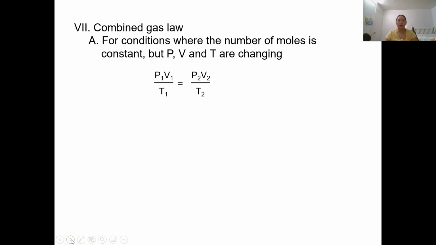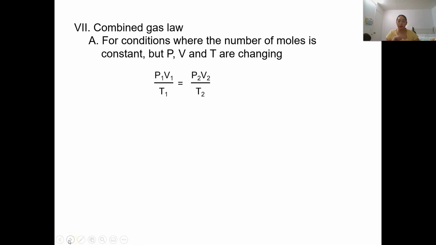All right, let's talk about the combined gas law. Now, this law is for conditions where the number of moles is constant, but the pressure, volume, and temperature are changing. So remember, the rule of thumb from before is that whatever variable is constant doesn't pop up in the equation. And in this case, the moles is constant, so it doesn't pop up in our equation. But pressure, volume, and temperature do change. So that's why they are in this gas law equation.